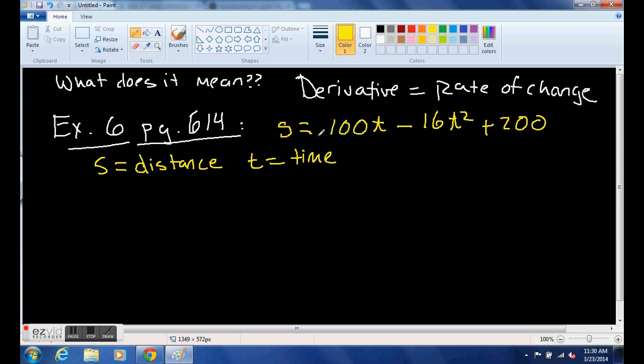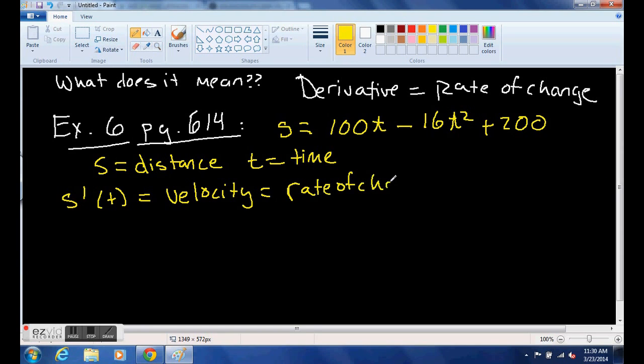So if you said, what is going to be your distance? Let's say you're in an elevator and you're traveling someplace. What is your distance going up over time? Okay, the first derivative, so s prime of t, is going to be your velocity. This is your speed. Velocity is the rate of change of distance. Rate of change of distance. How quickly are you moving from one place to another place?